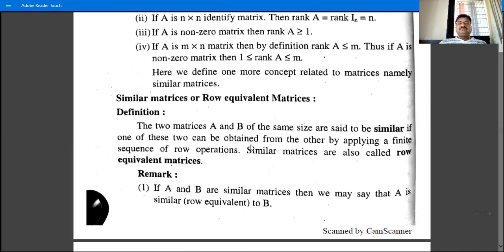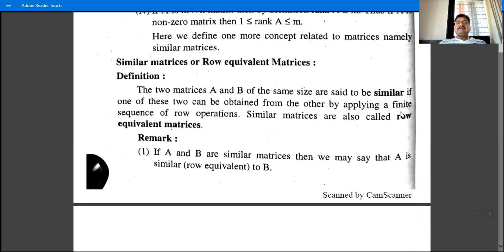When we say two matrices are similar, if we can obtain B from A by using finite elementary row transformations, then we say that the two matrices are similar. Two matrices A and B of the same size, meaning of the same order, are said to be similar if one of them can be obtained from the other by applying a finite sequence of row operations. So if we can obtain B from A by some finite row transformations, then we say A and B are similar matrices.